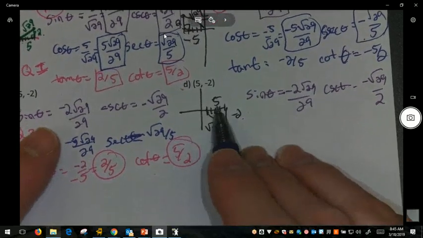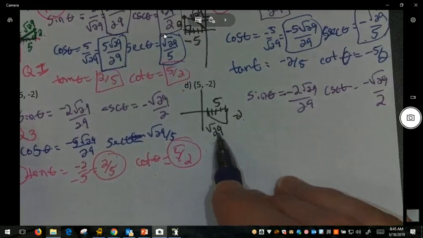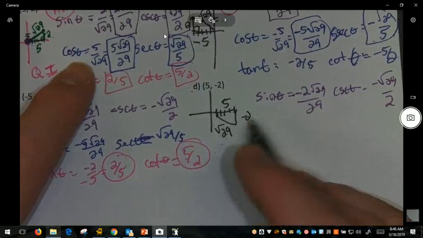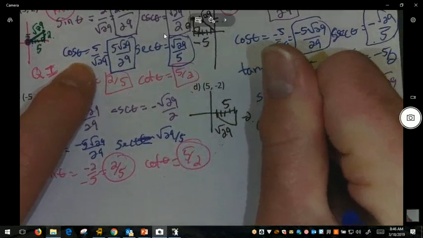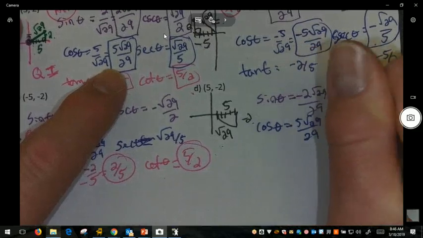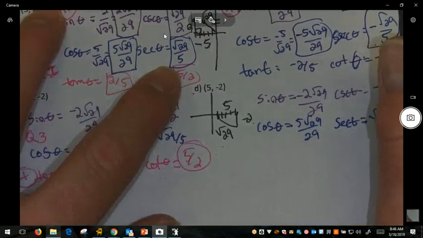Cosine, however, this time the x is positive, the hypotenuse or radius is positive. So just like in quadrant 1 where they're both positive, my cosine of theta, when I rationalize it, is 5 square root of 29 over 29. My secant of theta will be square root of 29 over 5.